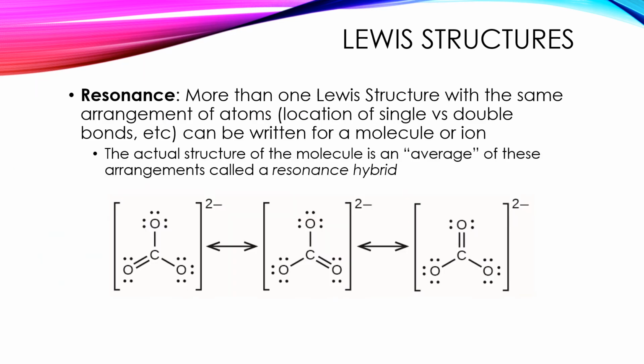Now, you'll notice that some molecules could be drawn equally in various ways, and we call that resonance. So down below, we're given carbon trioxide, which has a -2 charge, also known as the carbonate ion. And if we go to draw the carbonate ion, let's follow our set of steps from before.